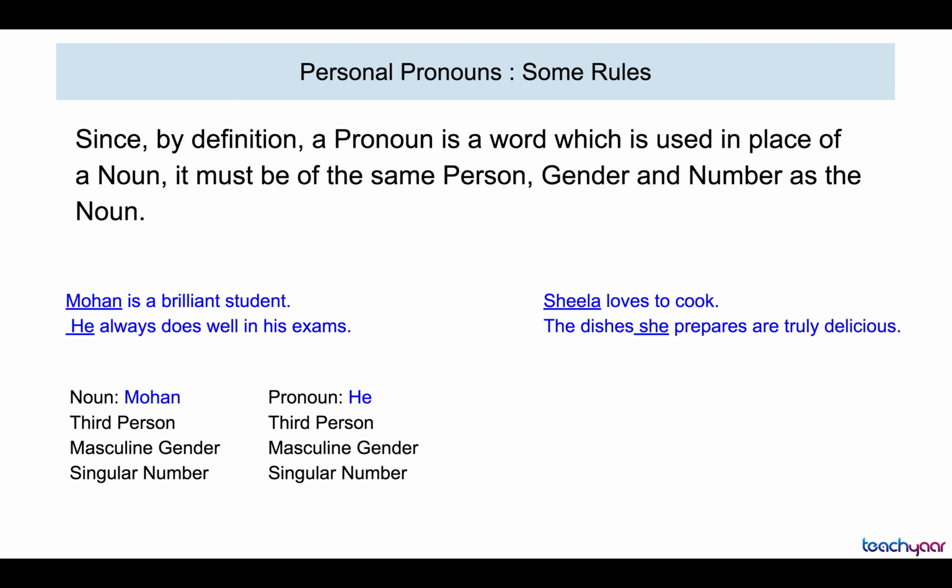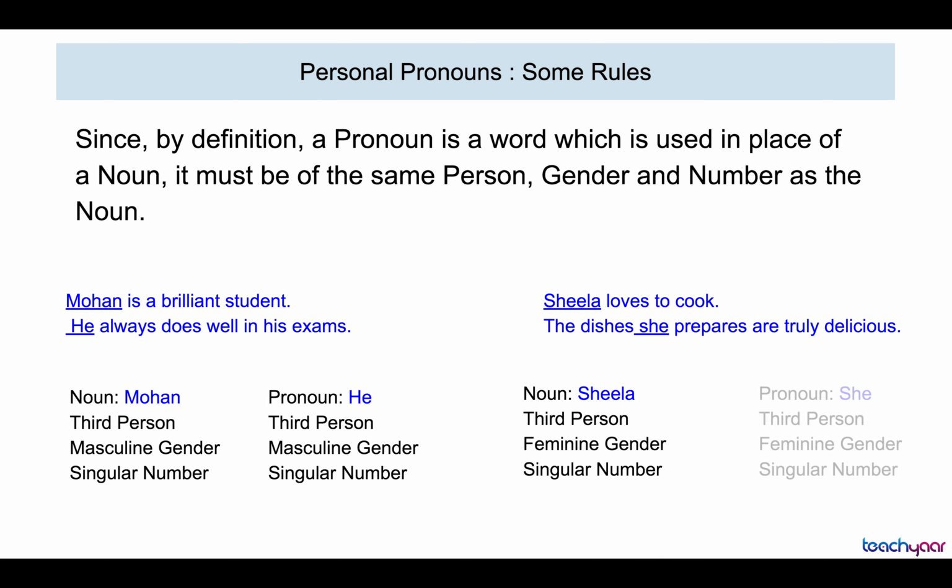Sheila loves to cook. The dishes she prepares are truly delicious. Now let us analyze it the same way. The noun, obviously, is Sheila. We are talking about someone else, so it is third person. Feminine gender, singular number. So by now you should be knowing all these things, how to identify the person, gender, number.